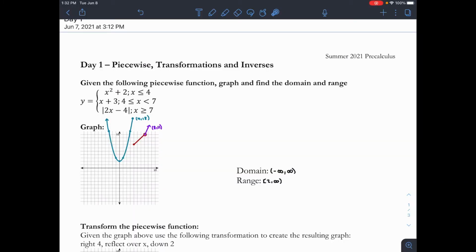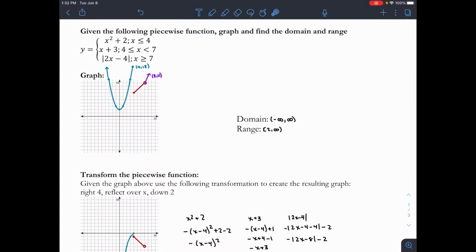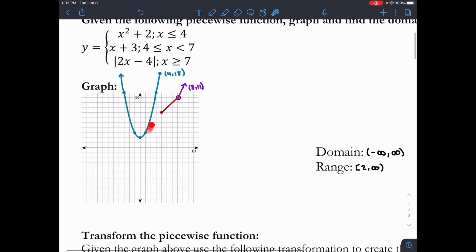Okay, so this is the day one worksheet. First, it said we had to graph these equations over here, with the restrictions. This one is x squared plus 2, but with also the restriction of x is less than or equal to 4. So what I did was that there's a closed circle and everything less than 4 is graphed, while everything above 4 is not graphed. So that's what this means.